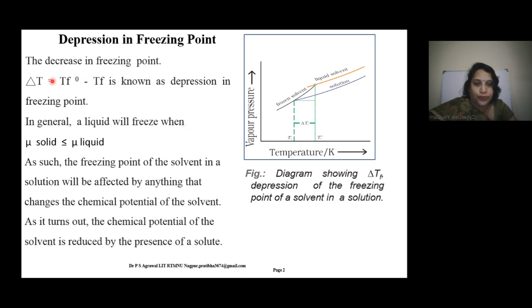Suppose TF0 is the freezing point of the pure solvent, and TF is its freezing point when a non-volatile solute is added to it. So the decrease in the freezing point will be this one. Now, in general, we know that the liquid will freeze when the chemical potential of the solid is this. As the freezing point of the solvent in a solution will be affected by anything that changes the chemical potential of the solvent, it turns out the chemical potential is reduced by the presence of the solute.